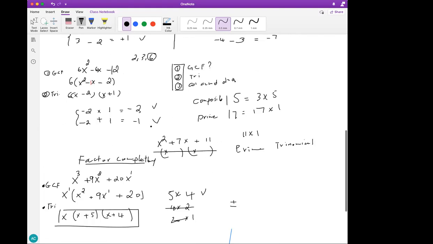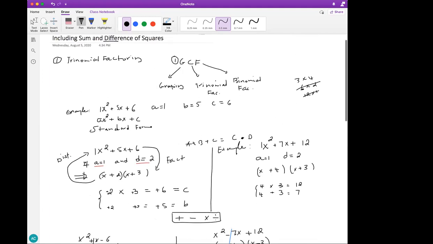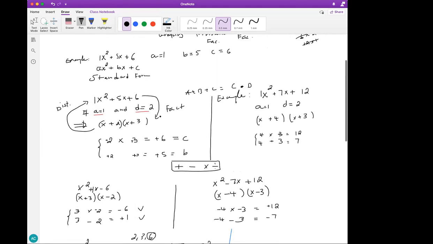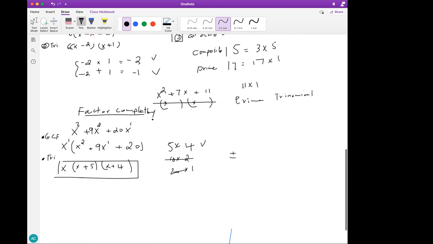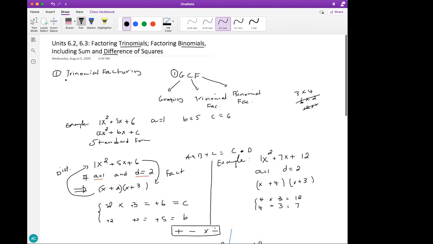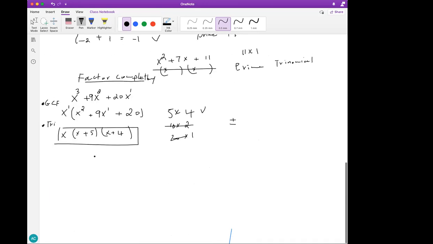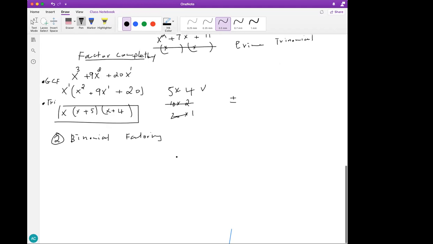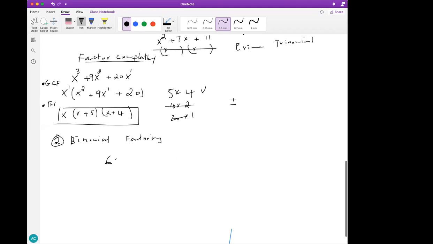So that's all for trinomial. Now binomial, which involves 2 terms. Pretty much everything follows the same main steps, but factoring binomials is a little different. So let's look at that now. Trinomial, number 2 would be binomial. So binomial factoring. A simple example of binomial factoring would be something like this.